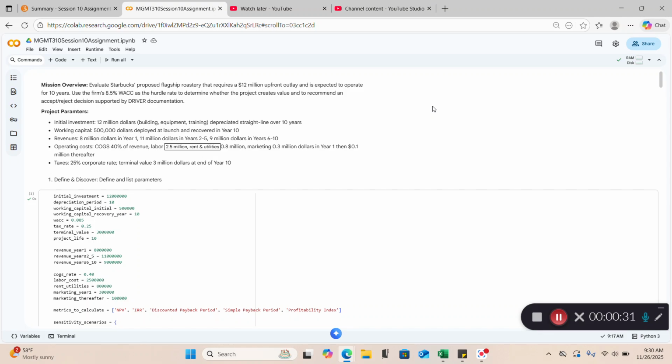So before we do anything, we have to list out our project parameters, which were given to us: our initial investment, working capital, revenues, operating costs, and taxes. Once we have those listed out, we can move into the Define and Discover first step of the DRIVER framework.